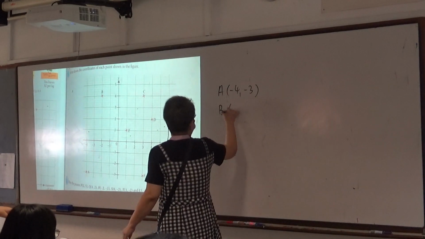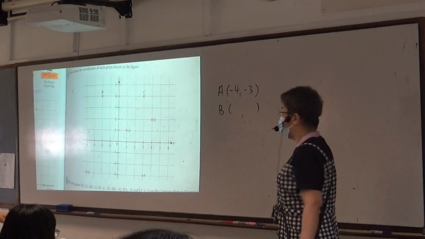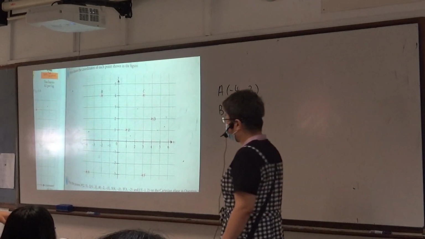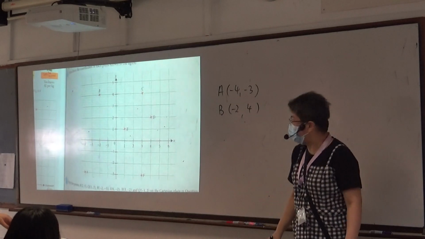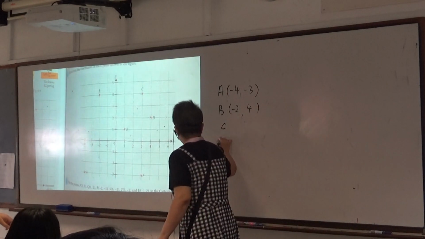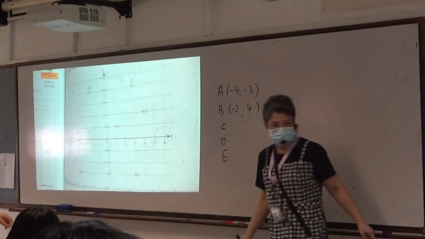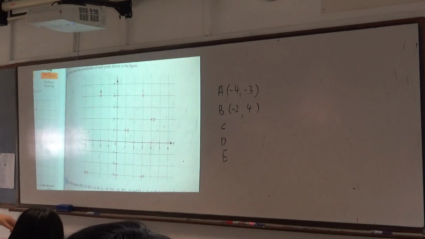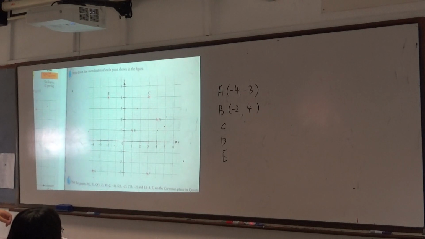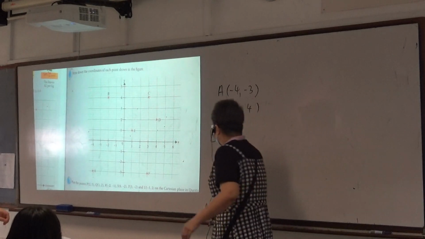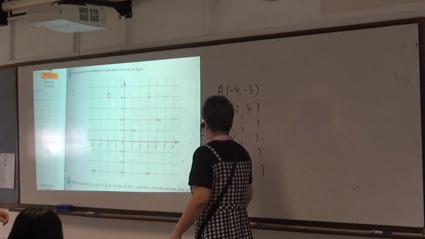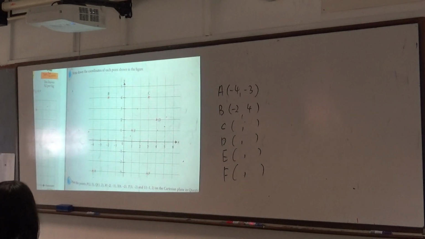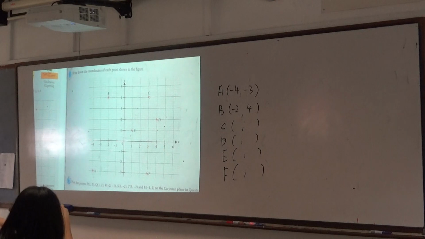Now, can you give me the coordinates of B? -2, 5. Correct. Now, can you do for C, D, E? Until F. Can you give me the coordinates of the next 4 points? All of you read and write down now in your textbook.